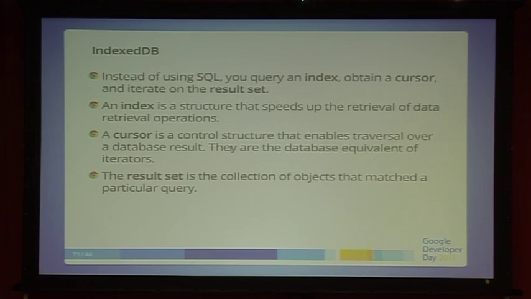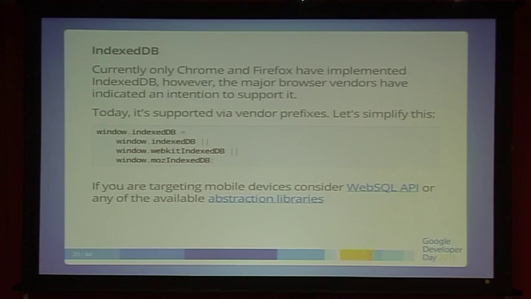Then you've got a cursor. When you query data from the index, you get a result set of data, the items that match, and the cursor is just for going over all those results in the result set. So IndexedDB is in Chrome, it's in Firefox. Other vendors have indicated an intention to support it, and you need to do the whole vendor prefix dance to use it. For mobile devices, WebSQL is the better choice because mobile Safari supports it, and mobile Android supports it as well. Or you can use one of the abstraction libraries to use it.